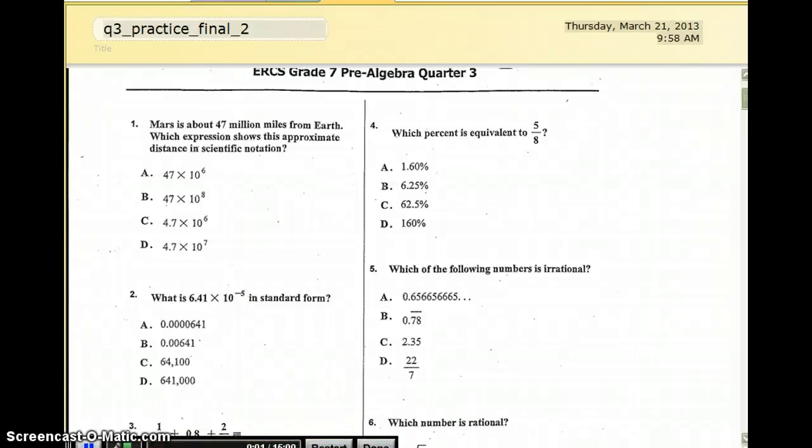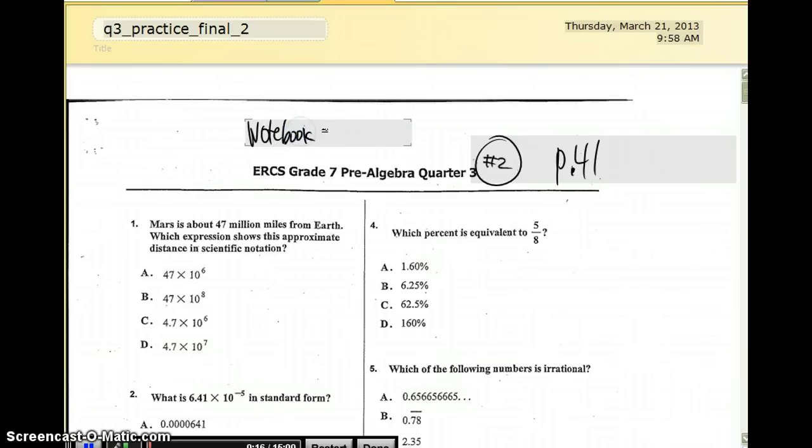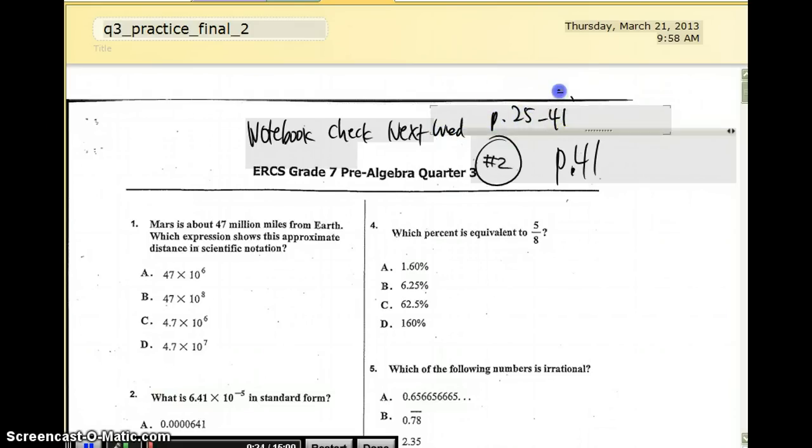Hi, this is Mrs. Zhu, and we're working on the practice final for quarter 3, number 2. This goes into page 41 of your notebook. It's the last page of the notebook before our notebook check next Wednesday. And the notebook check will include everything that is in your notebook from page 25 to 41. So just page 25 through 41.